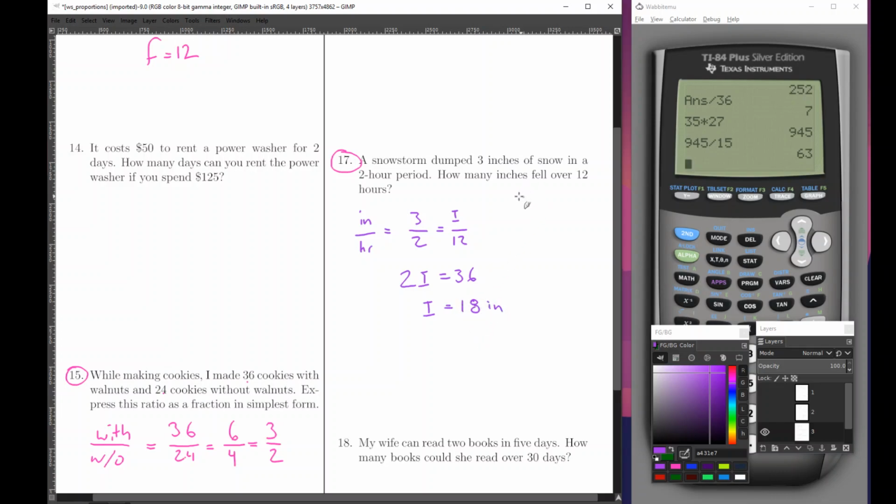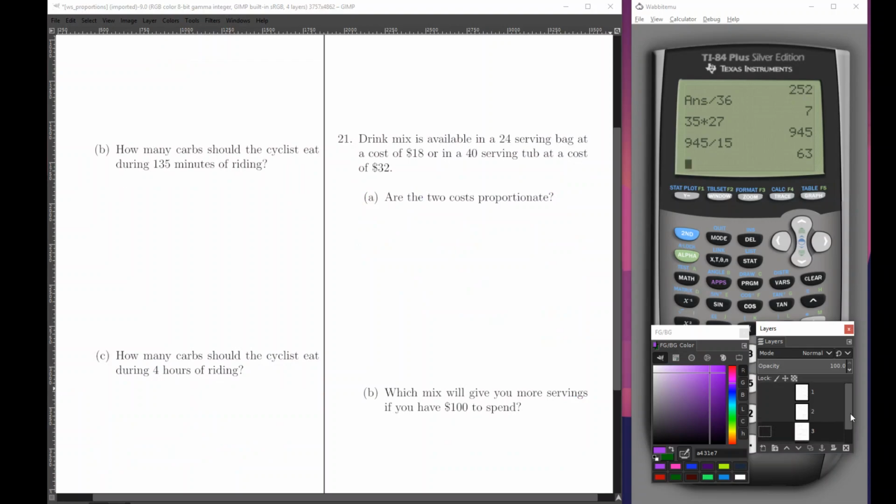The other way that we could do this is we could say 12 hours: 2, 4, 6, 8, 10, 12, and 3, 6, 9, 12, 15, 18. If it's small enough, we can count it out. Nothing wrong with that. Last page here, number 4.